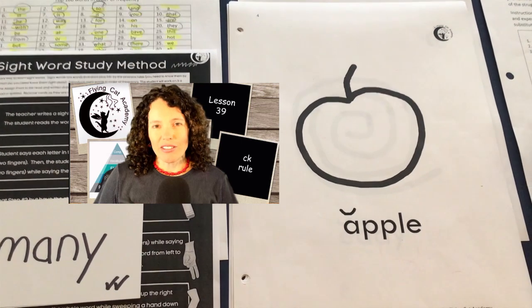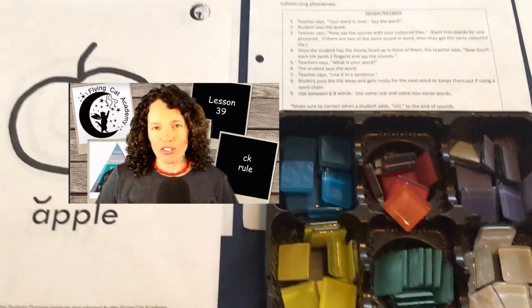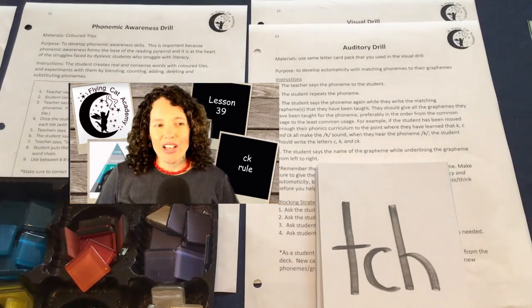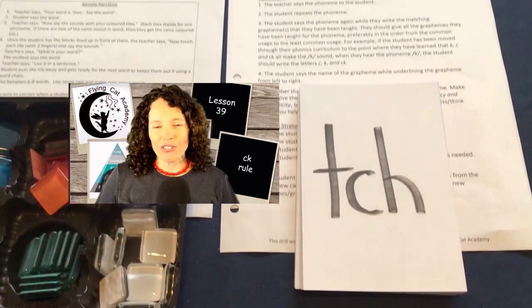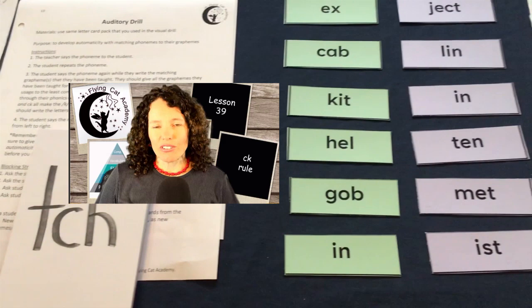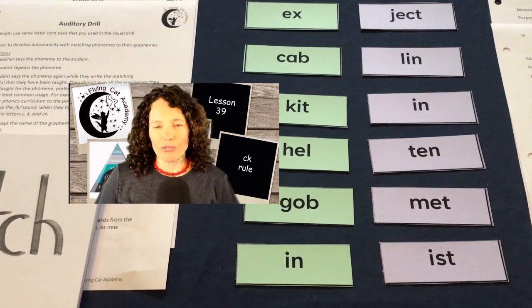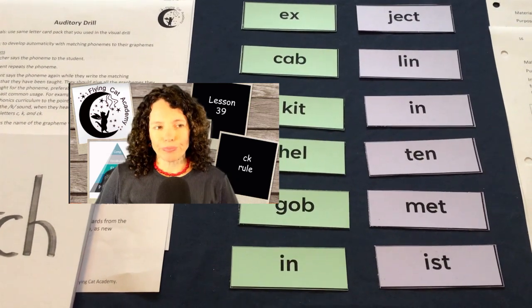For the short vowel drill, you'll need the teacher instruction sheet, the keyword pictures, and the keyword sentence. For the phonemic awareness drill, you'll need the teacher instruction sheet and the colored tiles for the student. For the visual drill and auditory drill, you'll need the teacher instruction sheet and the student's card pack. You'll have to cut out the cards for the syllable card drill in advance. I like to use different colors for syllable 1 and syllable 2.